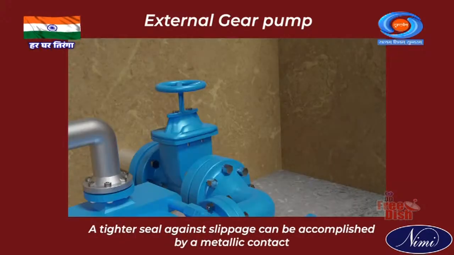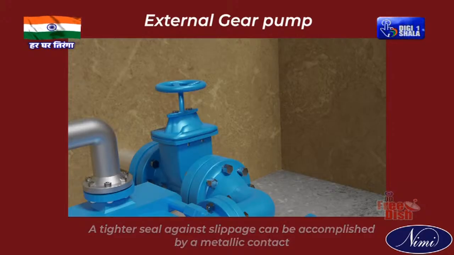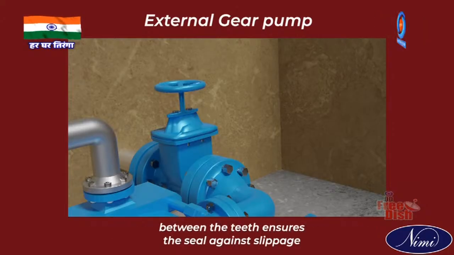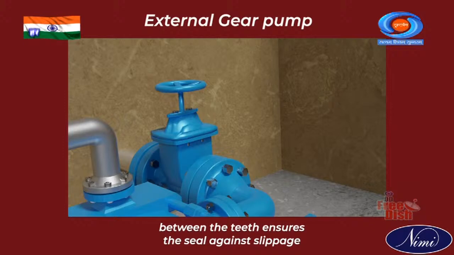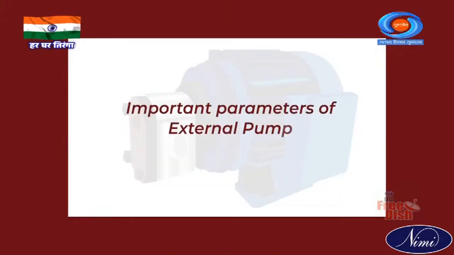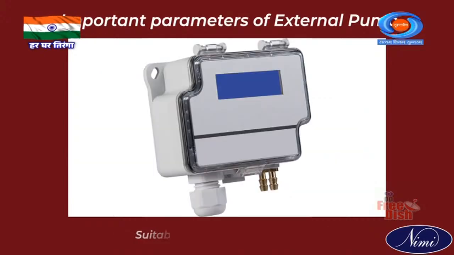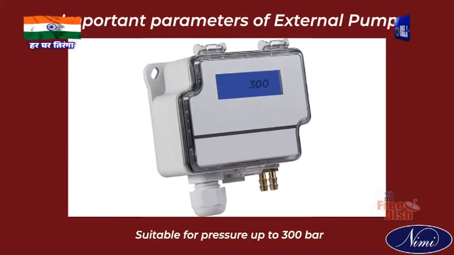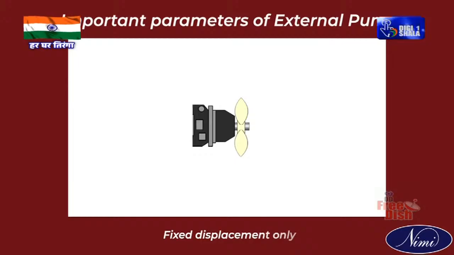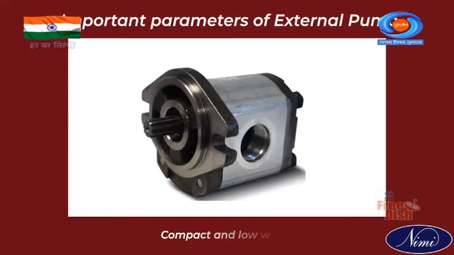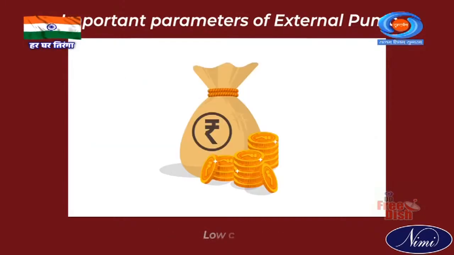This action produces flow of liquid into the system. A tighter seal against slippage can be accomplished by metallic contact between the teeth. Important parameters of external gear pump: displacement volume 0.2 to 200 cm3 per revolution. Suitable for pressure up to 300 bar. Fixed displacement only. Generally noisy. Compact and low weight. Low cost.